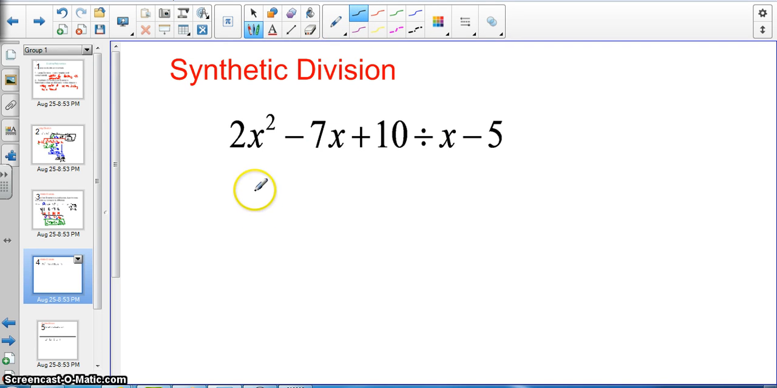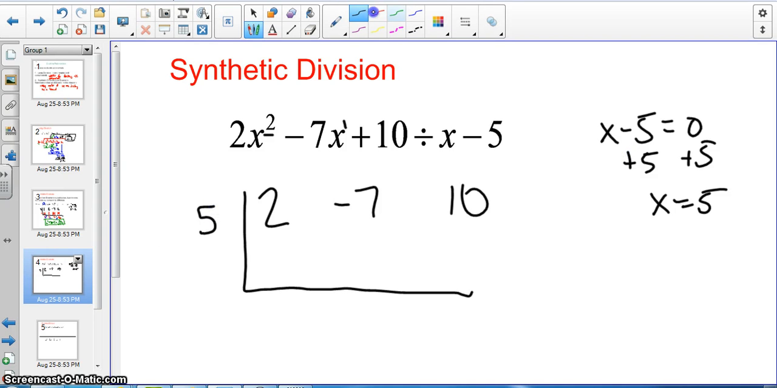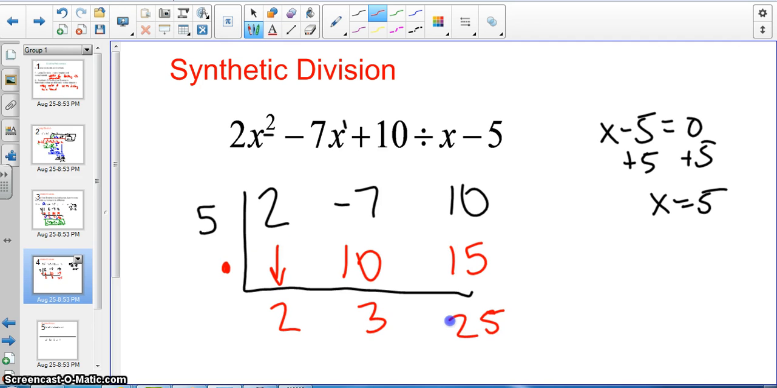So this next one, first, do you have all your terms? 2, 1, 0, yes. So 2, -7, and 10. Now we're going to evaluate this by x minus 5, so I have to set it equal to 0 and solve. So I'd add 5, so I have x equals 5. Now bring your first term down, multiply it by the number outside. 2 times 5 is 10. Combine these terms, 10 minus 7 is 3. Multiplied by 5 is 15. Combine those, you get 25.